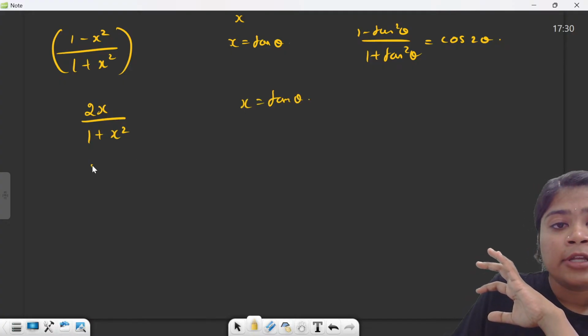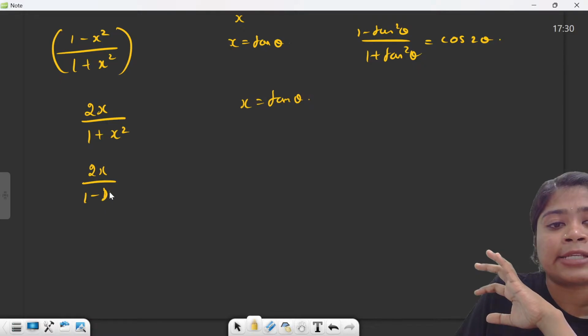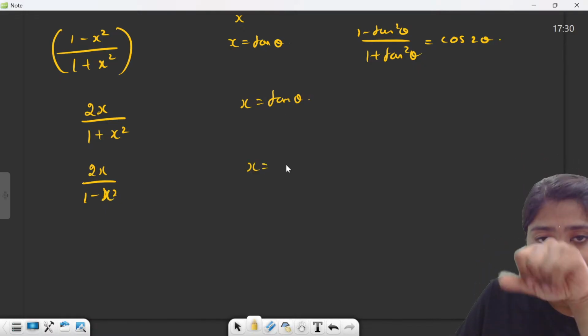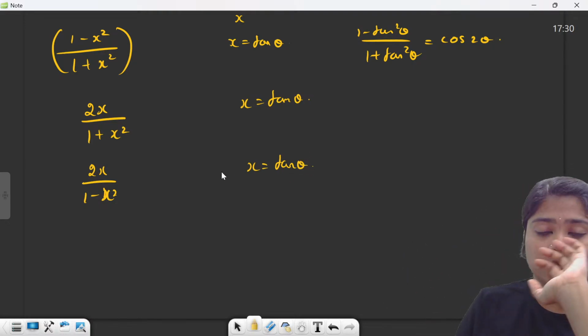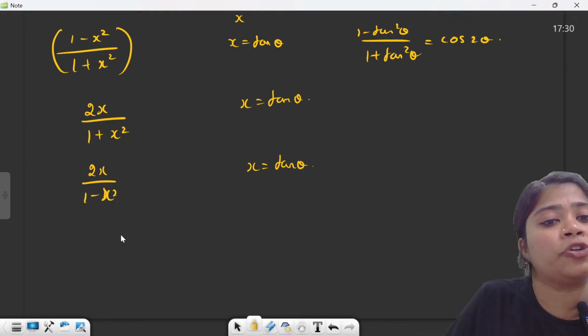Similarly, when you have 2x divided by 1 plus x square, try to put x is equal to tan theta only. Put x is equal to tan theta. Okay, so these are the tricks you should remember.